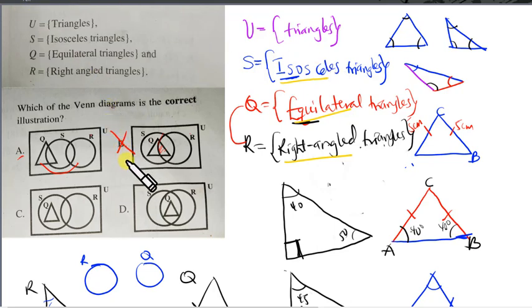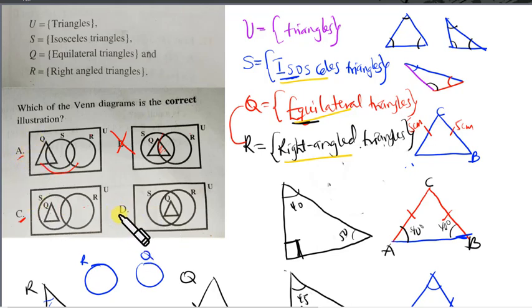Let me check option C. There is Q here and there is R here. So you can see that Q and R don't intersect. So this makes option C a potentially correct answer. So our options now lie between A and C.